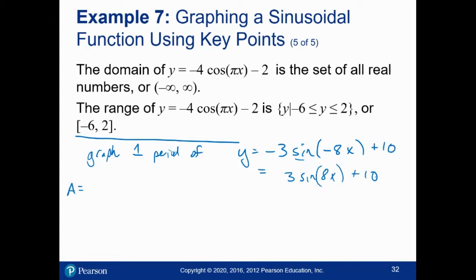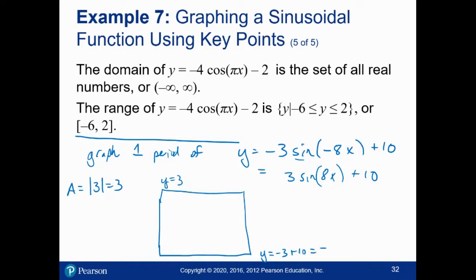Okay. So the amplitude is just the absolute value of 3, which is 3. So if I'm going to draw one complete period inside this box, normally the top would now be 3 and the bottom would be minus 3, but I have a vertical shift of 10. So it's actually bottomed out at 7 and its maximum value is 13. The period is 2 pi over the number multiplying x, which is 8. That's pi over 4.